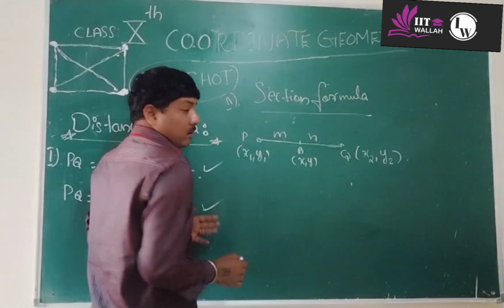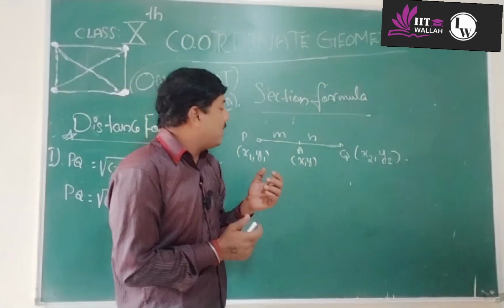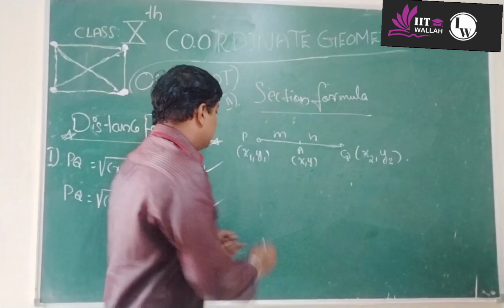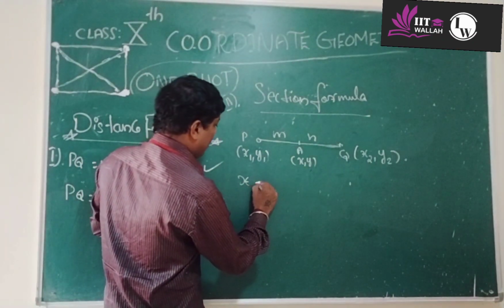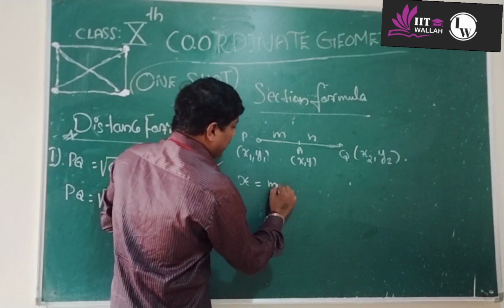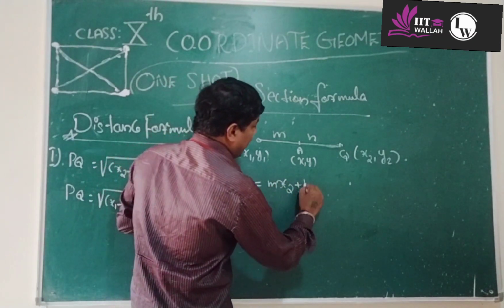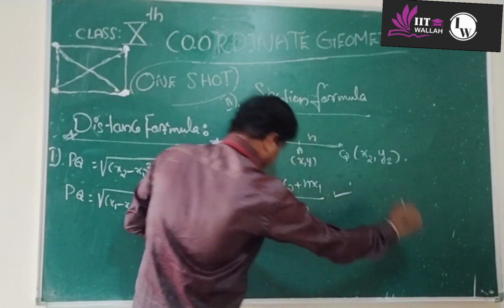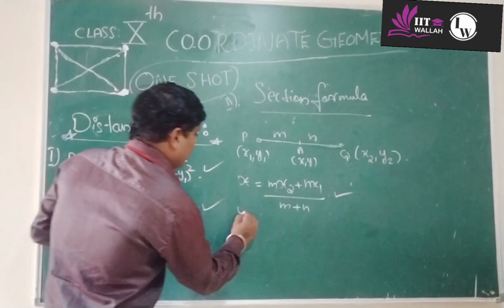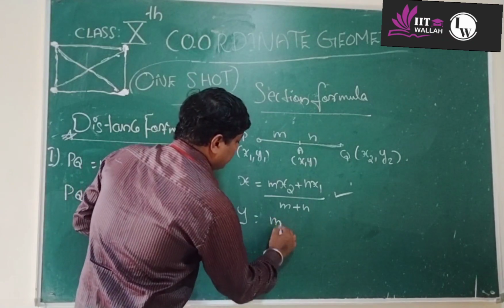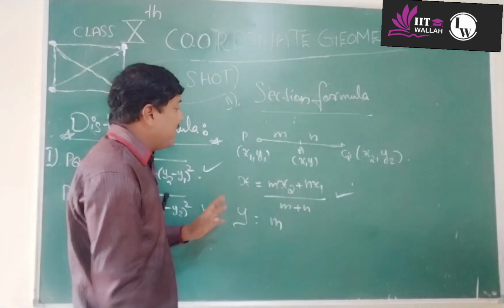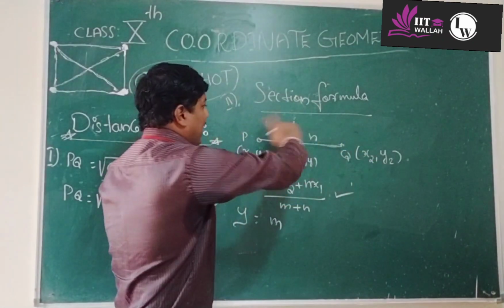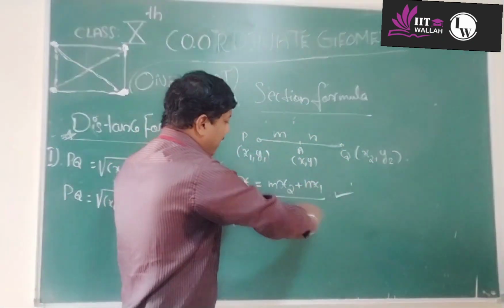Now we are going to discuss what would be the coordinates of A, that means what is x and what is y. x will be mx2 plus nx1 by m plus n, and y will be, similarly, see, this is very easy to understand, my2 plus ny1 by m plus n.